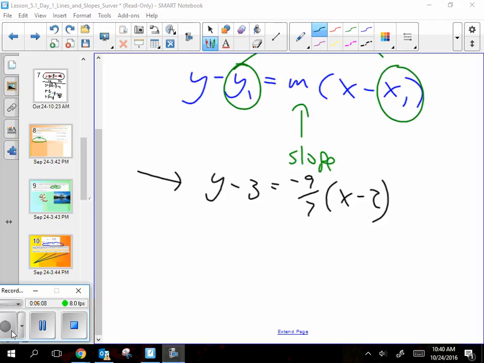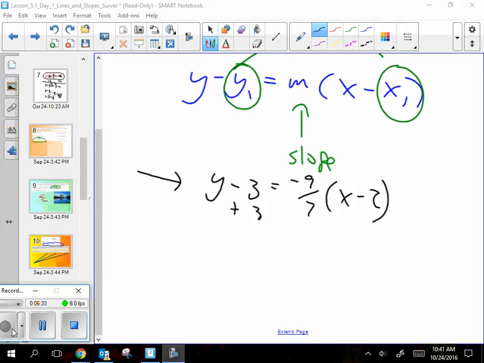But if they tell you your answer has to be in a certain form, what if they said answer must be in slope-intercept form? Would you please put that in slope-intercept form? I'll pause while you try that. Okay, we're back. Let's see if you did it right.